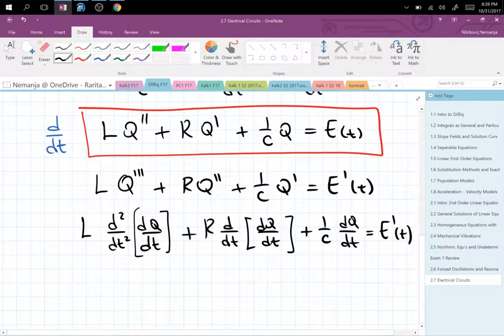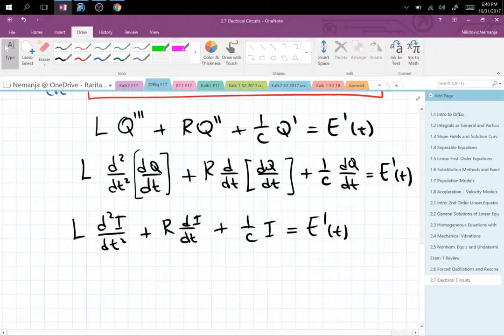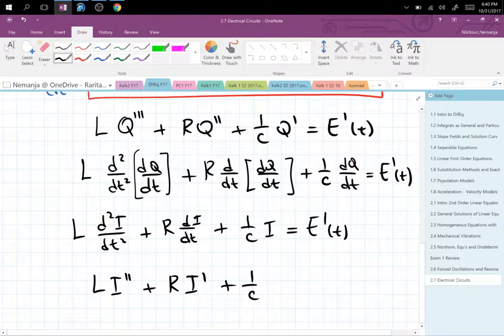Now do you see that each is dq dt? What is dq dt? I. So we have L times the second derivative of I plus R times the first derivative of I plus 1 over C times I equals E prime of t, which gives us the equation that we actually like to use. And that equation is L I double prime plus R I prime plus 1 over C I equals E prime of t.